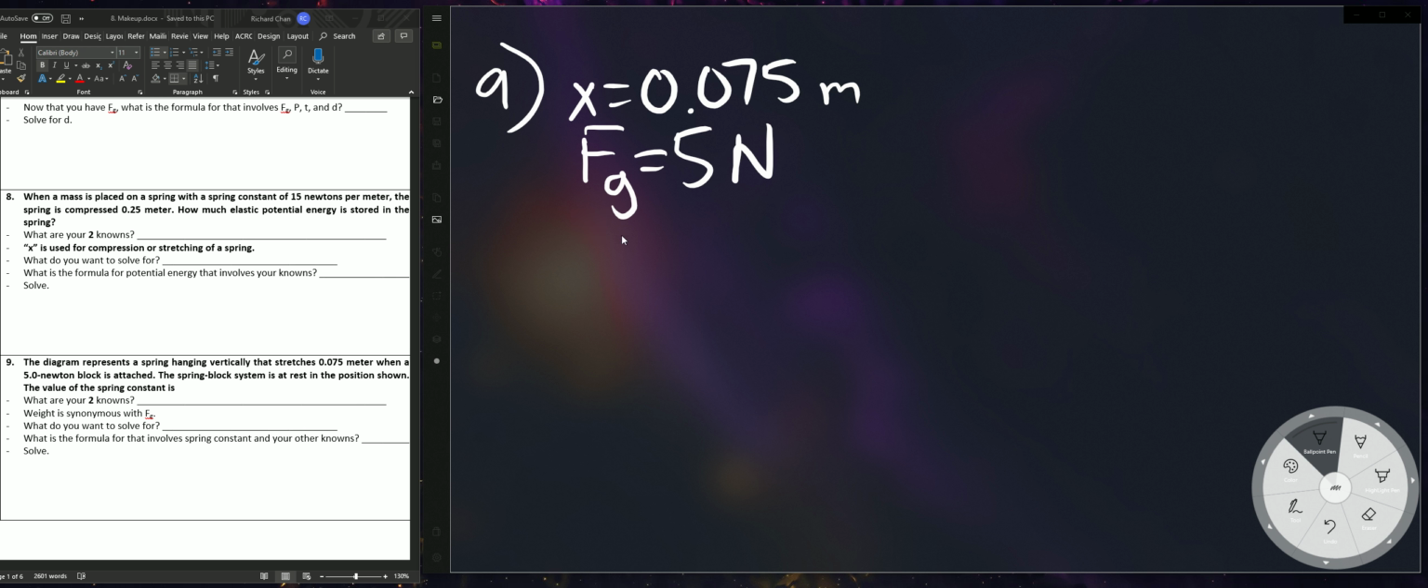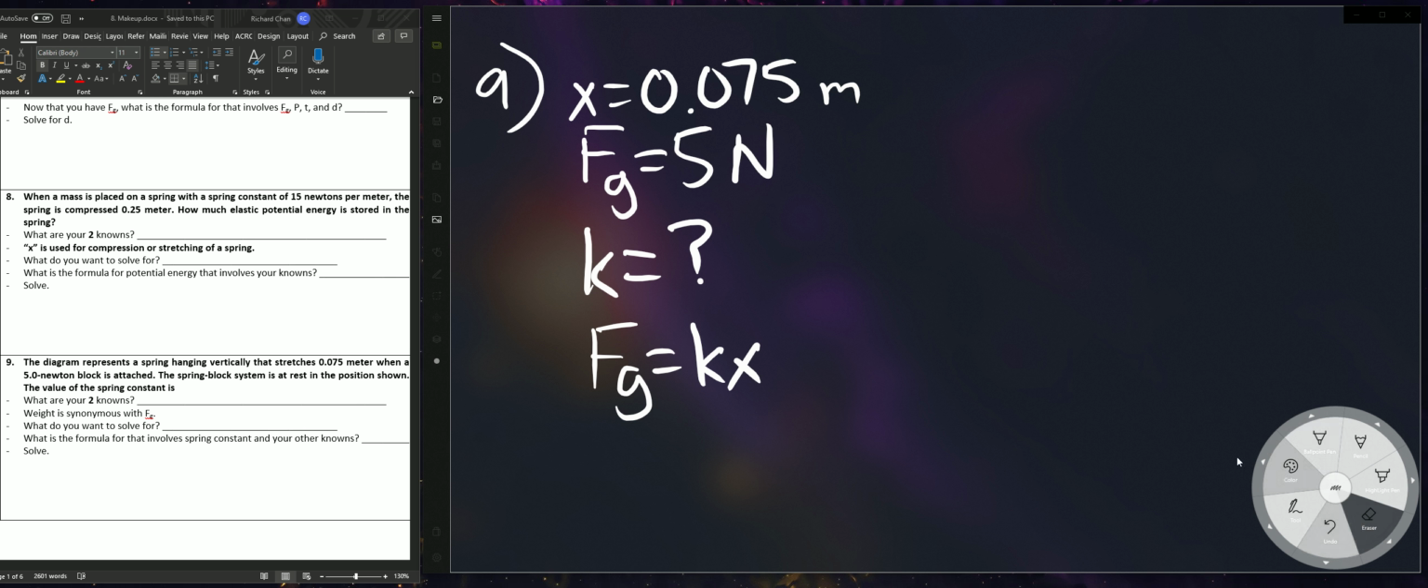So what do you want to solve for? Right, the value of the spring constant. That's what you want to solve for. So what is the formula that involves spring constant and your other knowns? Well, if you look at your reference table, you get this, right? F, force on a spring, is Kx. And we know that the force on the spring right now is my force due to gravity.